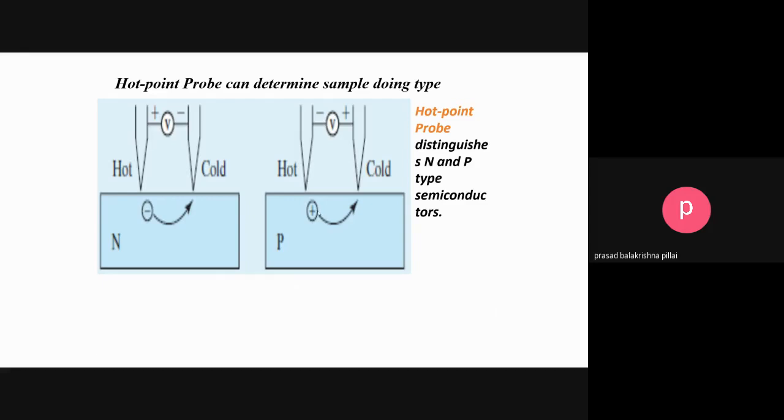If it is N type, the majority carriers will be electrons. They will pick up the thermal energy and reach the cold point, so this will be shown as negative. And in the case of P type, the holes are the majority carriers, so they will pick up thermal energy and move towards the cold side.